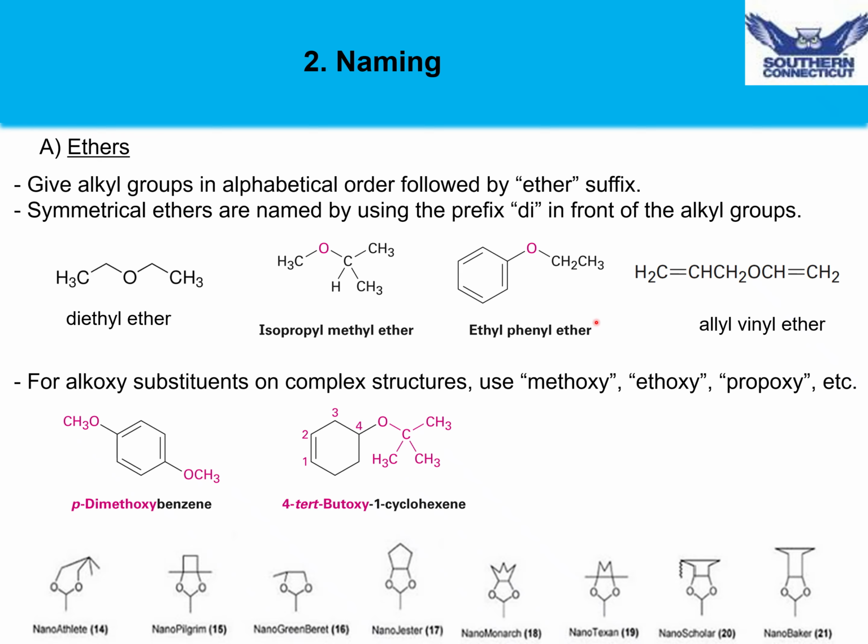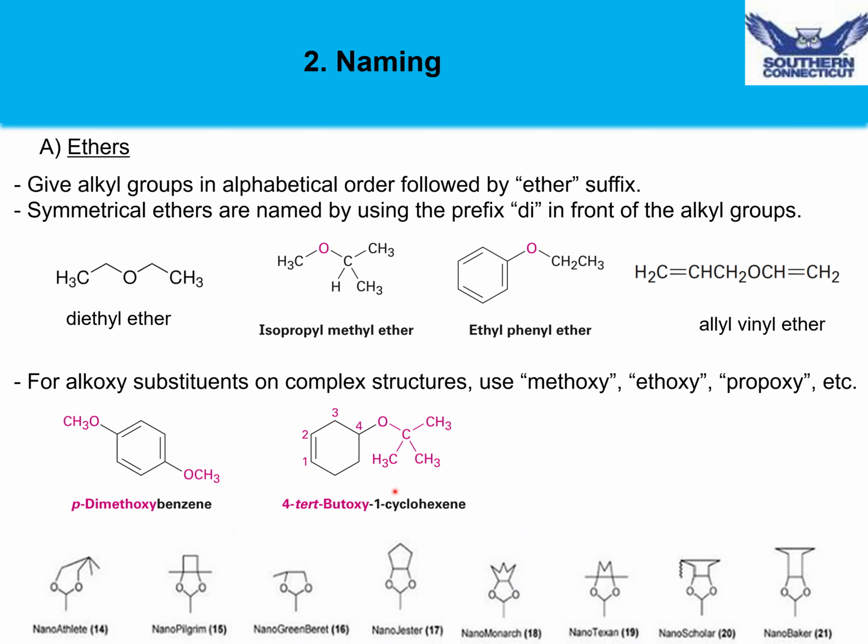Occasionally, an ether group would be attached to a molecule that contains another functional group. And so we would name the ether group as a substituent using the names methoxy, ethoxy, propoxy, or other names. As an example, here we have 2 methoxy groups on a benzene compound. So we name this as para-dimethoxybenzene. We could also name it as 1,4-dimethoxybenzene.